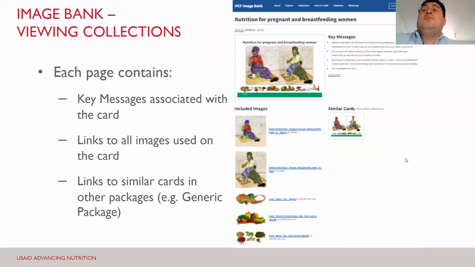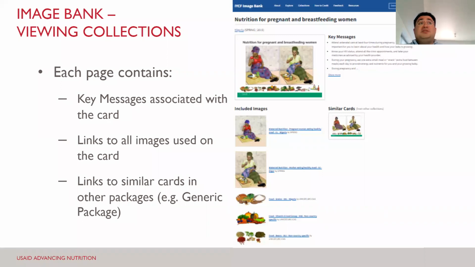And when we jump in here, we can look in a similar way to the image pages. We can see a thumbnail of the counseling card, all of the key messages that are associated with that card. So if there are messages in the participant's booklet in that country's package, or if there are messages that are printed on the back of that card, those can be displayed here. And then there are links to all of the individual images as they appear in the image bank. So if you wanted to recreate that full card, you could download each of these images and lay it out yourself. And then finally, similar cards.